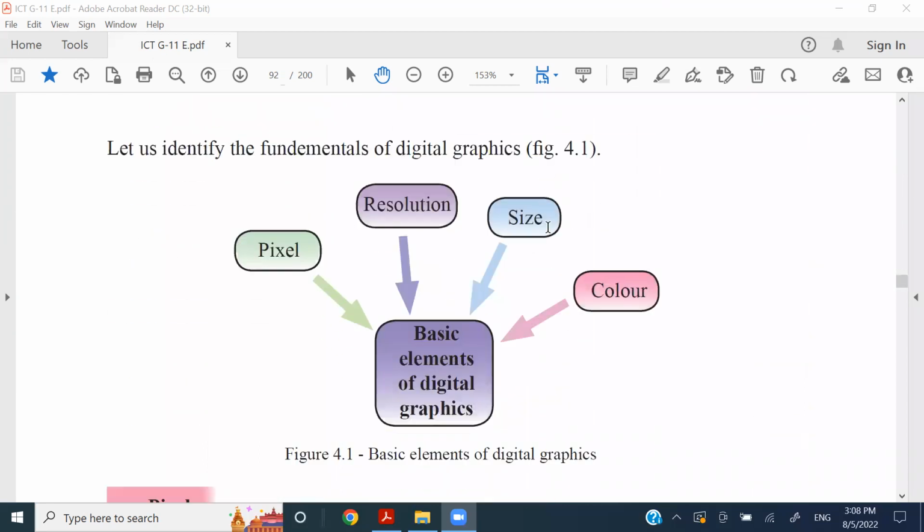These are the things that you need to know about graphics before you work with them, because in the future you may need these qualities to understand how the picture is going to be edited or arranged. So it's better you first understand these attributes of a basic graphic. These are the key attributes of a digital graphic: pixel, resolution, size, and color, right?